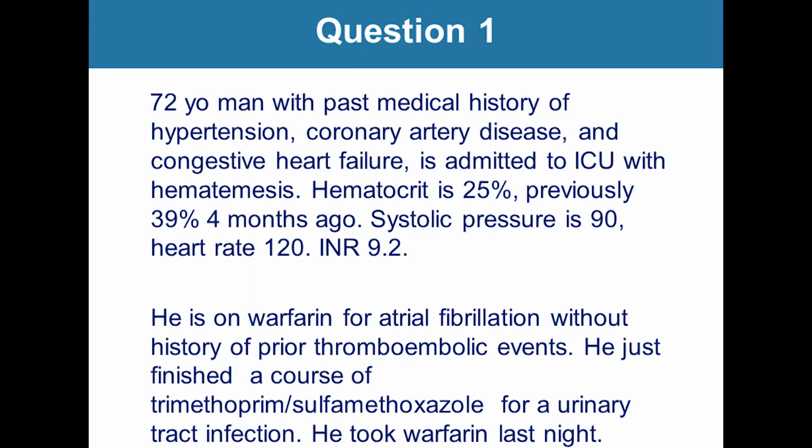Moving on to question one. Question one: a 72-year-old man with a past medical history of hypertension, coronary artery disease, and congestive heart failure is admitted to the ICU with hematemesis. His hematocrit is 25%. It was previously documented to be 39% 4 months ago. His systolic blood pressure is 90. His heart rate is 120. His INR is 9.2. He is on warfarin for atrial fibrillation without a history of prior thromboembolic events. He just finished a course of trimethoprim sulfamethoxazole for urinary tract infection. He took warfarin last night.